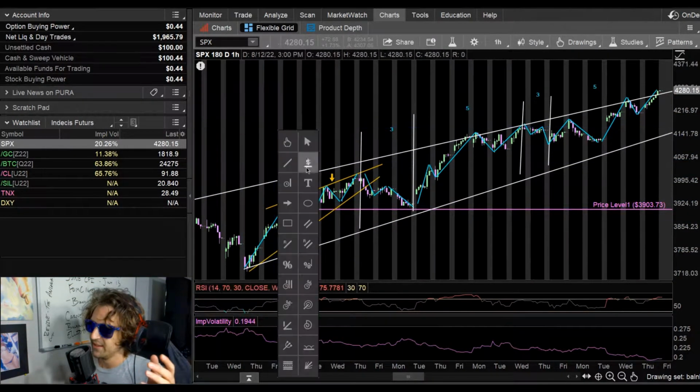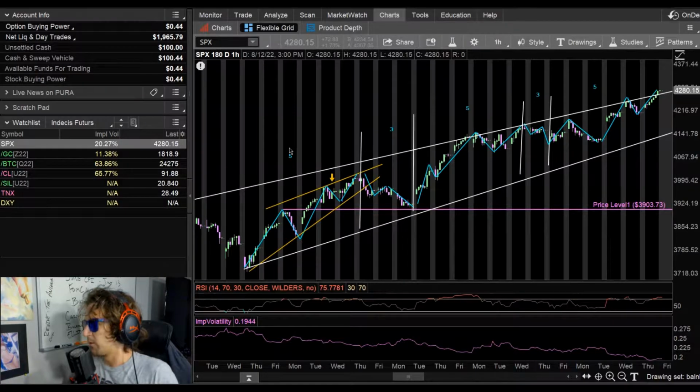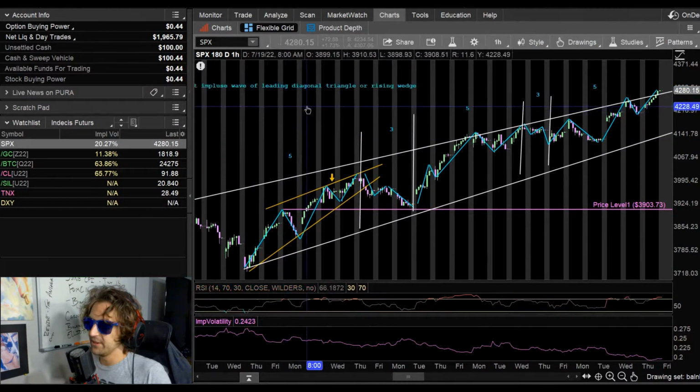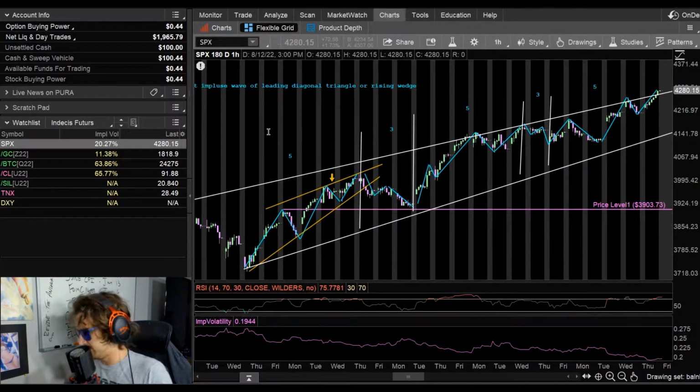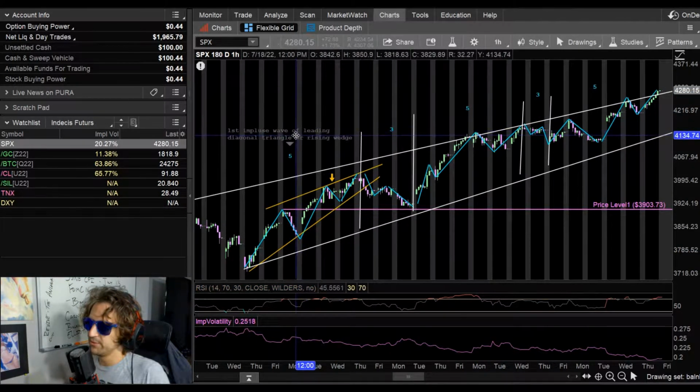So again, let me put it this way. This is our first impulse wave. First impulse wave of leading diagonal. I'm just going to call it leading diagonal triangle or rising wedge. I can't tell which one it is. So yeah, there you go. And it looks like this needs to have a little bit of, let's just put a text arrow on here, and there you go. All right, first impulse wave, leading diagonal triangle, rising wedge.